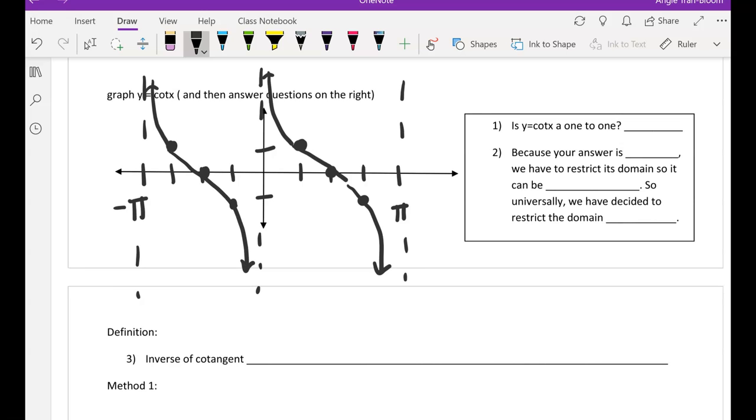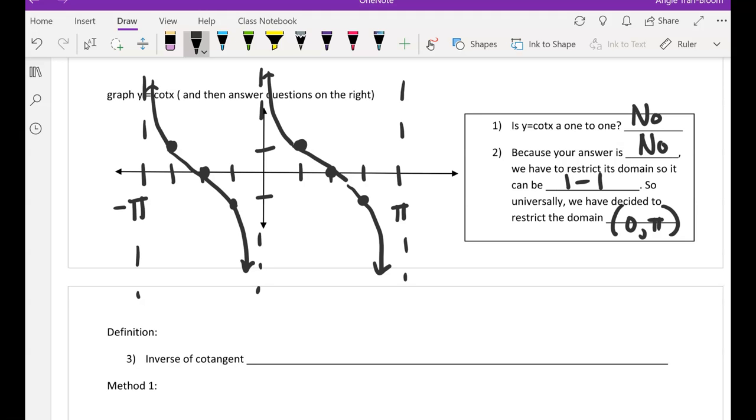By now we know. Is this one to one? No. Okay, because we said no. What's the reason why we restrict things to one to one? Right, so the inverse can be a function. Now look at it. Where are we going to cut off? Yeah, this one's nice. Okay, one continuous curve from 0 to pi. Beautiful.